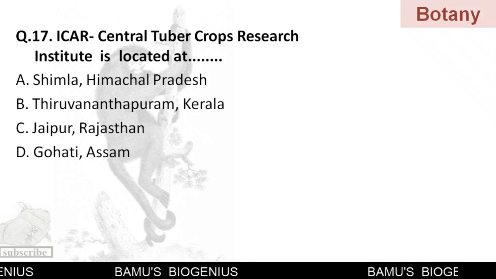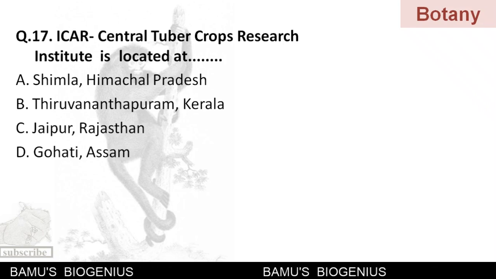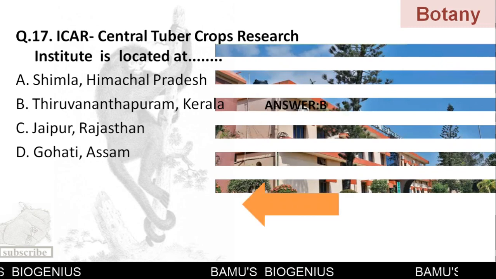Now the next question is question number 17. ICAR, Central Tuber Crops Research Institute, is located at Shimla, Himachal Pradesh, Thiruvananthapuram, Kerala, Jaipur, Rajasthan, Guwahati, Assam. The answer is Thiruvananthapuram, Kerala.